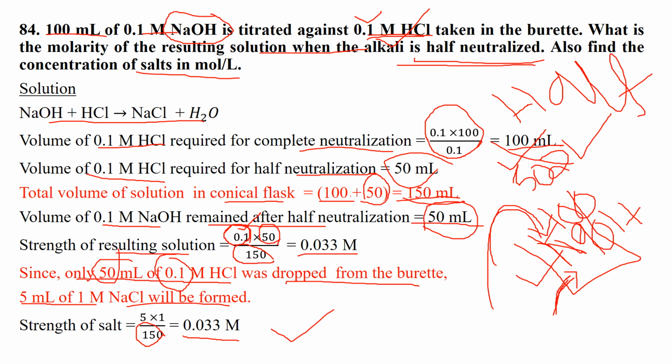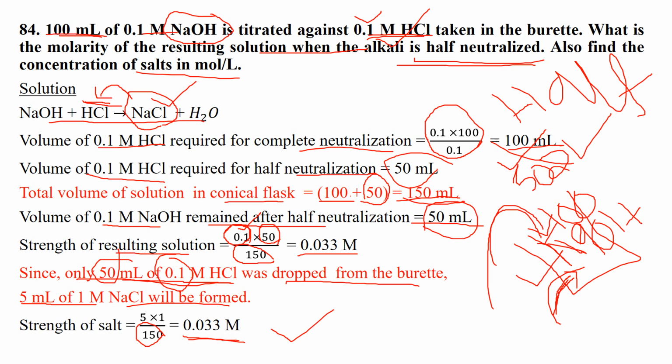So this question should be solved on the basis of the limiting reactant concept, right? How to find the strength of salt? Strength of salt, this is the salt formed. It mainly depends upon the volume of HCl added, because HCl is the limiting reactant. So the amount of NaCl formed will mainly depend upon the amount of HCl dropped, because HCl is dropped to only 50 ml. However, 100 ml of 0.1 molar NaOH is already present here. Then the amount of NaCl formed will mainly depend upon the 50 ml of 0.1 M HCl. That is 50 into 0.1 divided by 150 is equal to 0.033 molar.